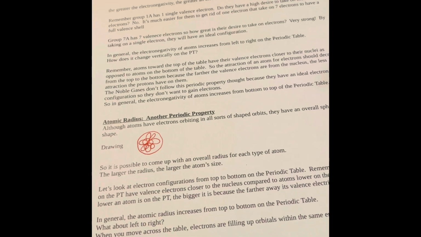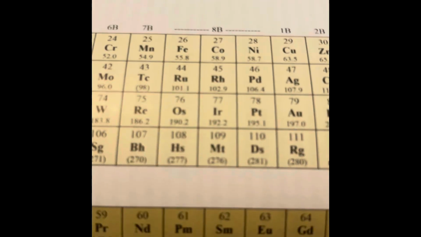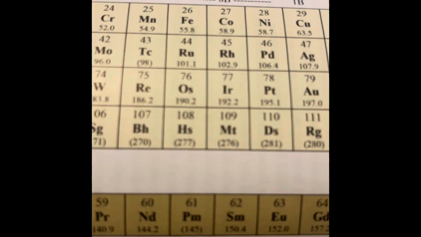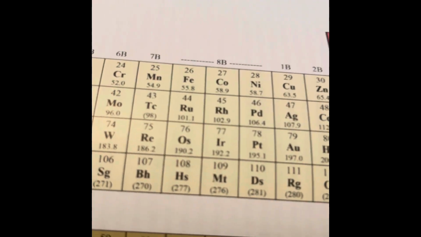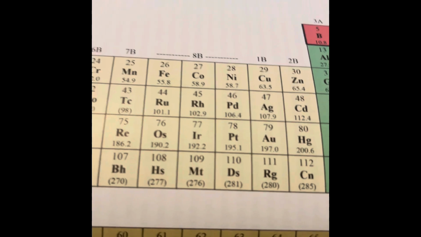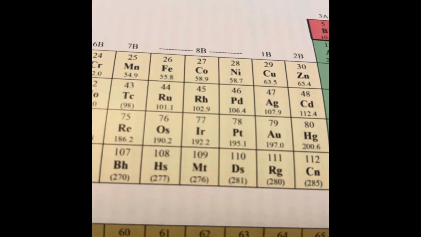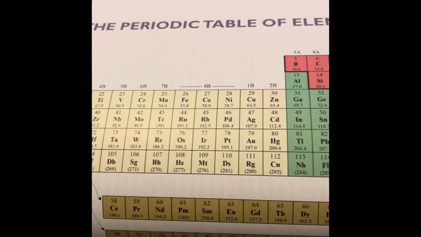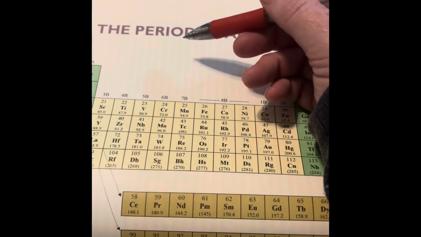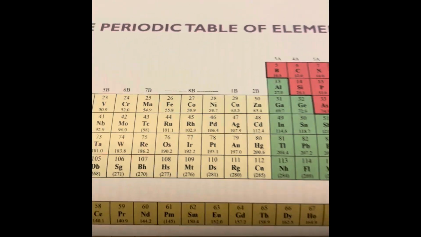So let's look at electron configurations from top to bottom on the periodic table. Remember what we just talked about. Atoms high on the periodic table have valence electrons closer to the nucleus compared to atoms lower on the table. So the lower an atom is on the periodic table, the bigger it is, right? Because its valence electrons are farther away. So the periodic property for this is, in general, the atomic radius increases from the top of the periodic table to the bottom, okay? Now, what about left to right or right to left?